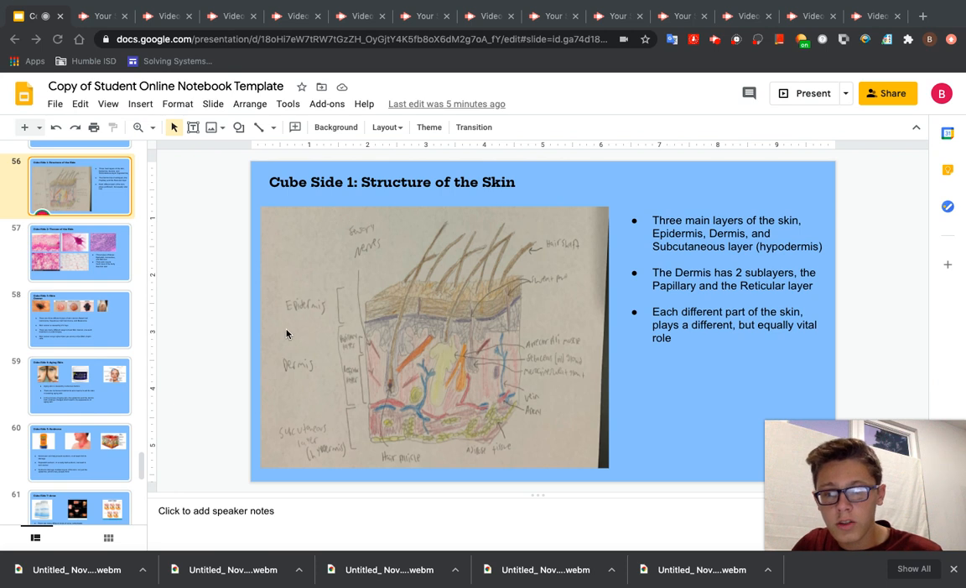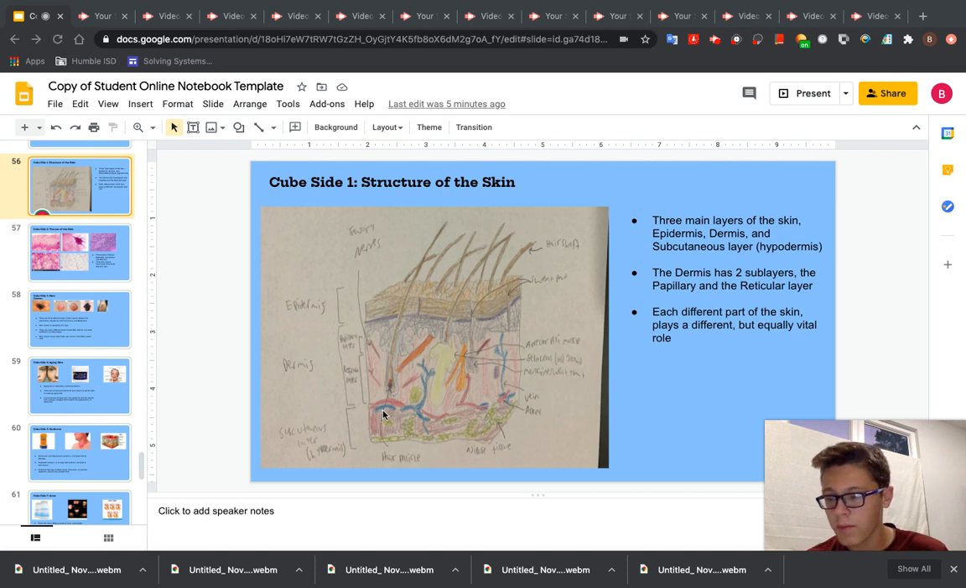So moving on to the dermis. The dermis has two sublayers. There's the papillary layer and the reticular layer. The papillary layer is where the collagen is arranged in a thin sheet. As you can see here, it's arranged in a thin sheet, and it supplies the epidermis with nutrients.